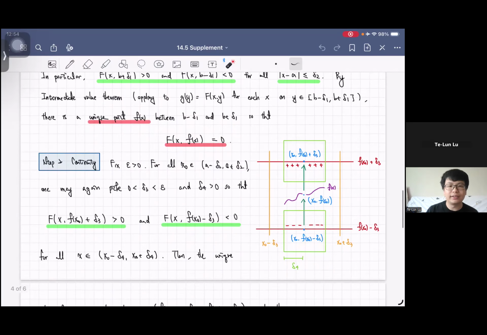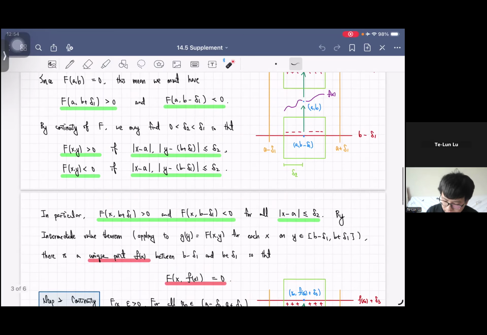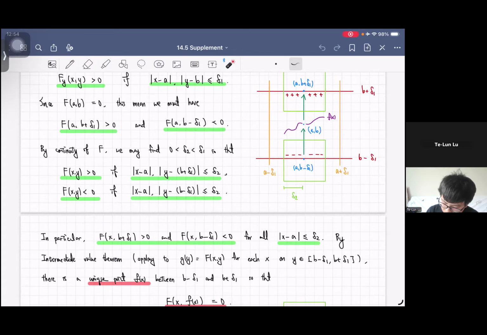So first of all, for continuity, it's actually really simple. It's based on the previous argument. So you can see that this is almost the same picture as before. For any particular x naught that belongs to this small interval, a minus delta 2, a plus delta 2, that is, where is it? Okay, here. This small interval. I want to investigate the continuity of this function here.